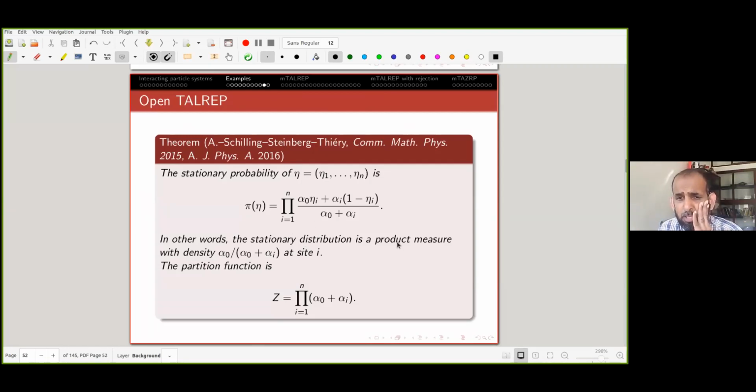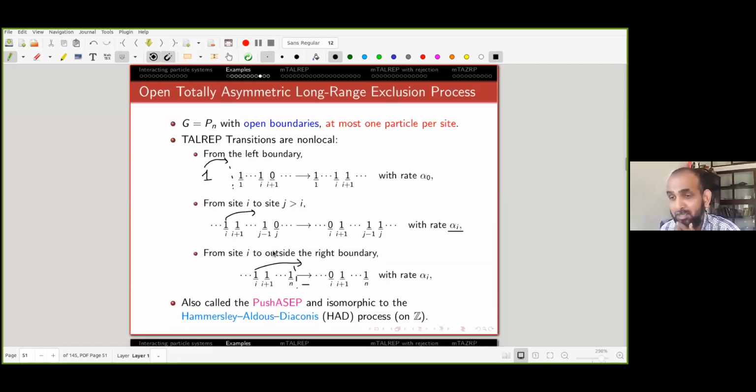The stationary distribution is a product measure, with density alpha naught divided by alpha naught plus alpha I at site I. Therefore the partition function is the product of alpha naught plus alpha I, which is again symmetric in the alpha I's, where I goes from 1 to n. Basically, this is a statement of independence. The different sites sort of don't care about each other. Right, exactly. Somehow it's a miracle. It's not something that you would expect from the transitions. Yes, exactly.